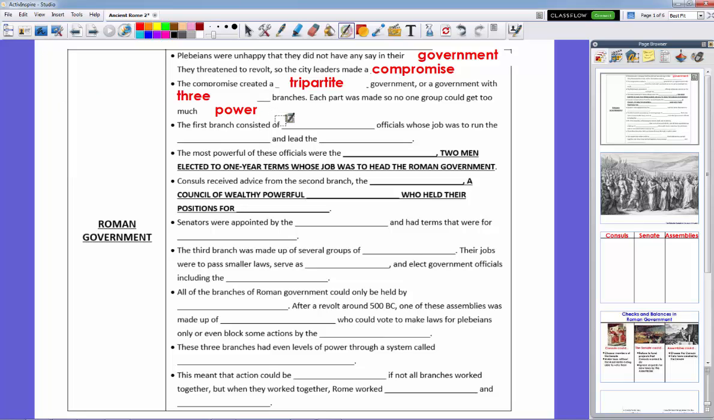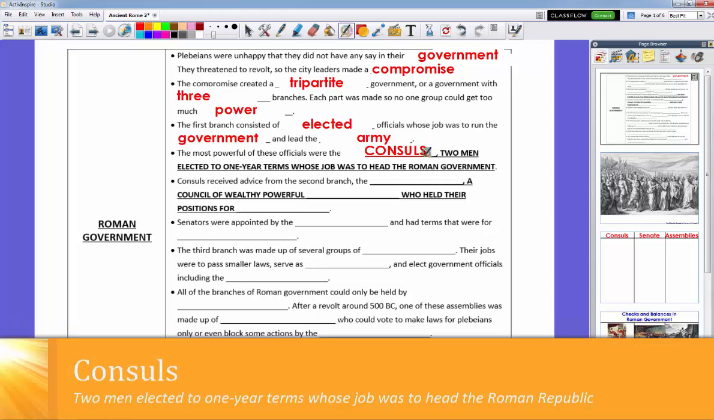Now, the first branch consisted generally of elected officials whose job was to run the government and also lead the army. These guys were generally called magistrates, and they had all sorts of levels of control, and each level above them could overrule the other one. Now, at the top of these magistrates were two officials. They were what we call the consuls. The consuls were two men elected to one-year terms whose job was to head the Roman government. They were kind of the president, if you will, of the Roman government.